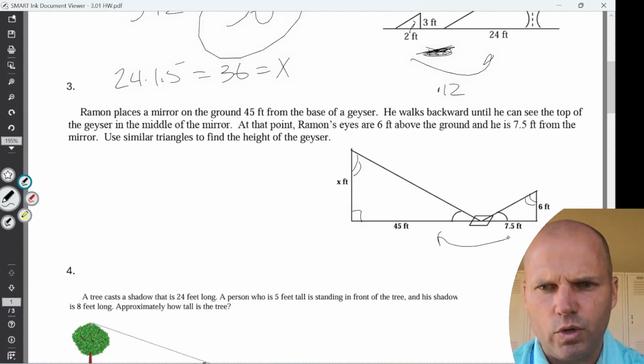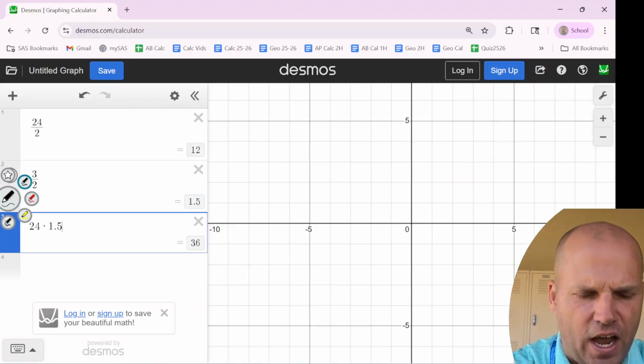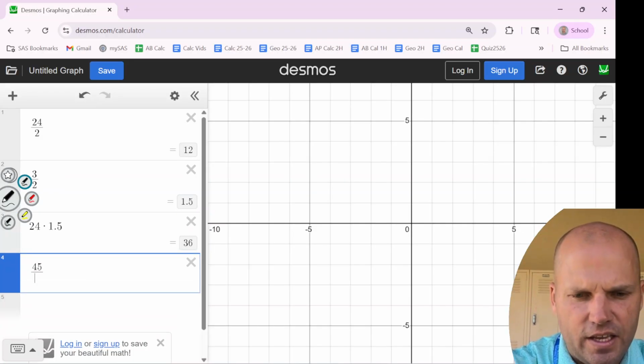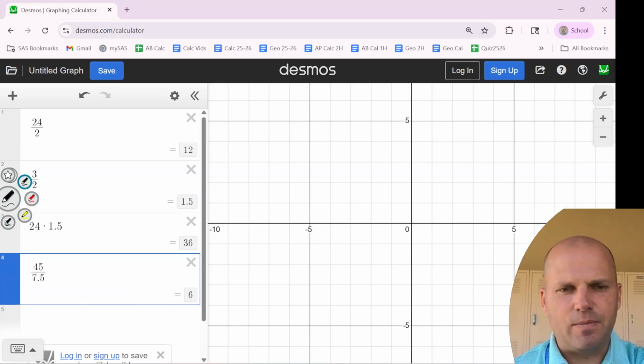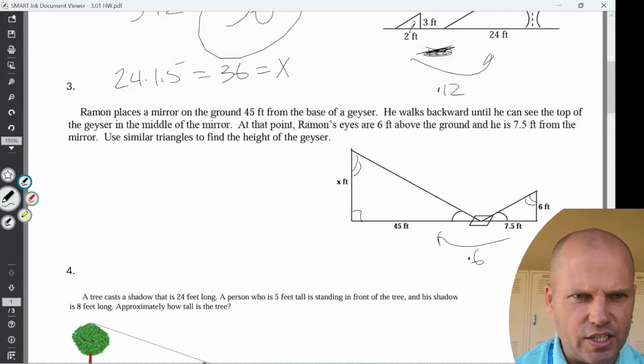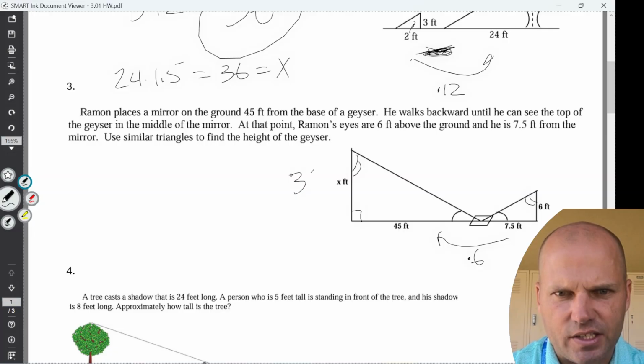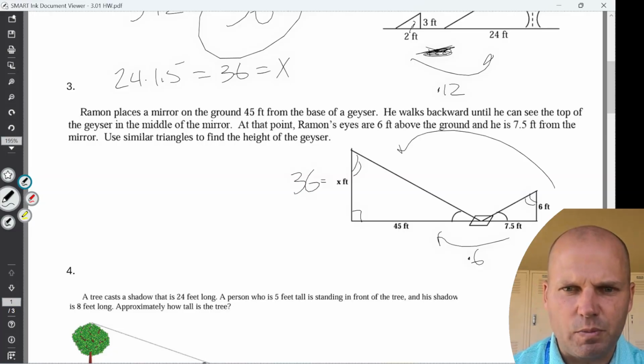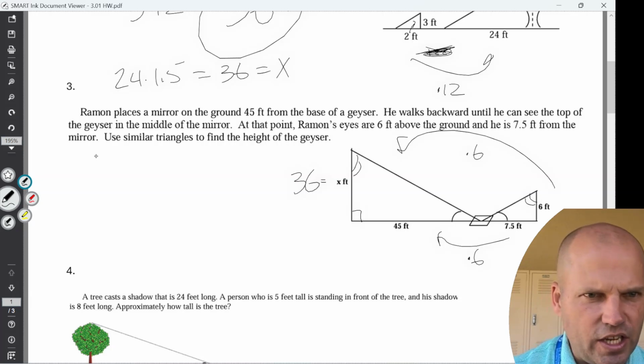And you could just work with 45 and 7.5. 45 is 6 times the size of 7.5. So that means this height must be 36, because I'm going to take 6 and multiply by 6. So I can just say 6 times 6. That's one way to get my answer.